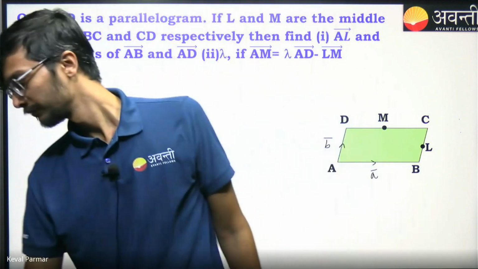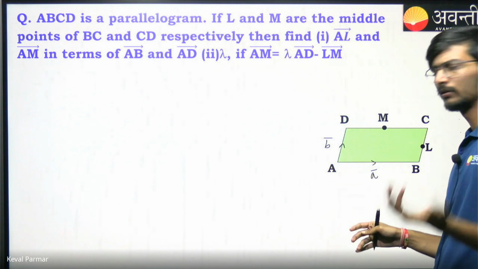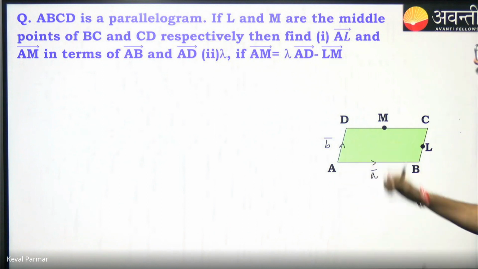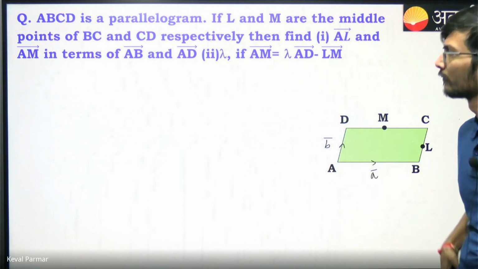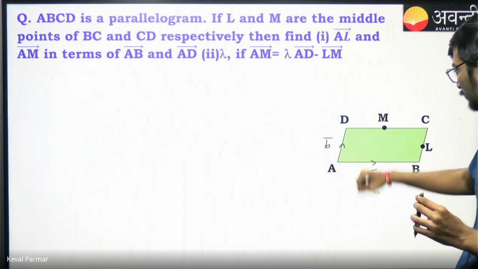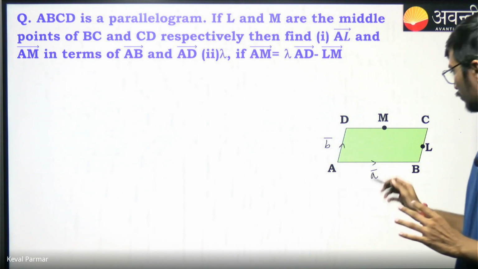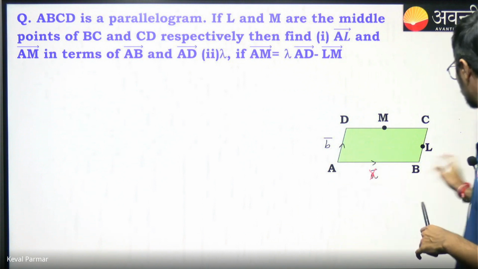Yeah. Let's see the question now. So we have already drawn the diagram. ABCD is a parallelogram. Okay. So let's avoid this for now. One second.